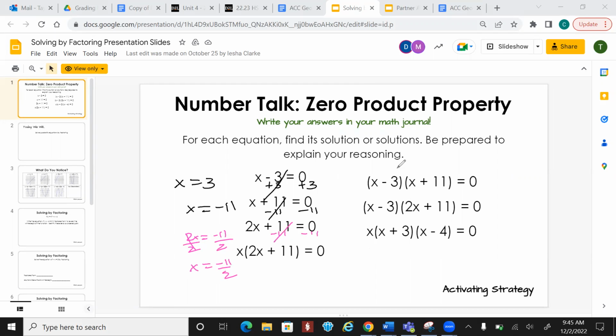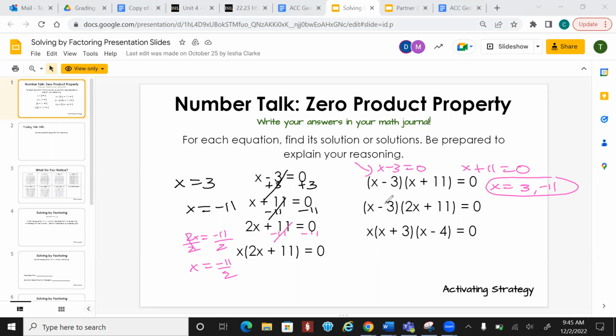Now, if we have this in factored form, which is essentially what this is, right? We're going to take each one of these, set them equal to 0, and then solve. So x minus 3 equals 0, x plus 11 equals 0. So this will have two solutions: x equals 3 and x equals negative 11. Everybody see what I did there? Okay.